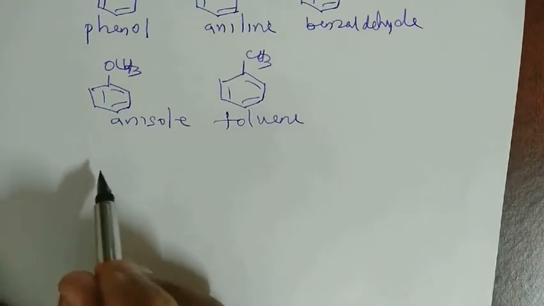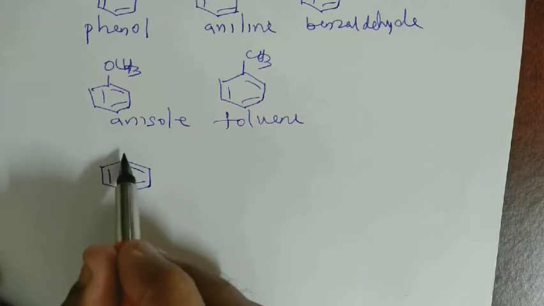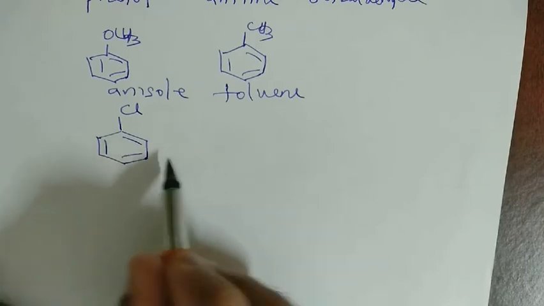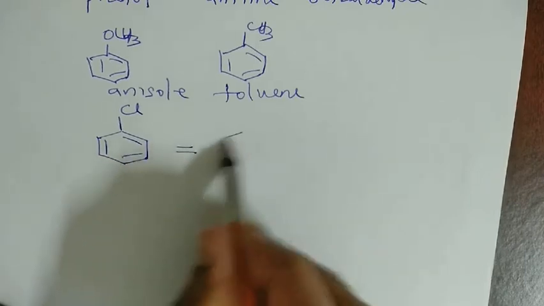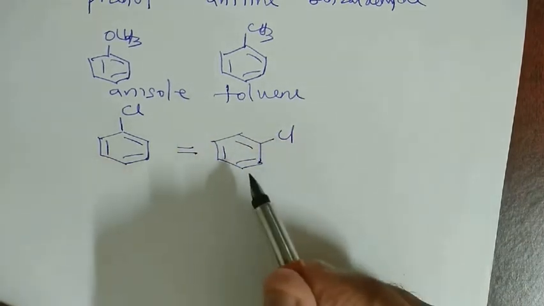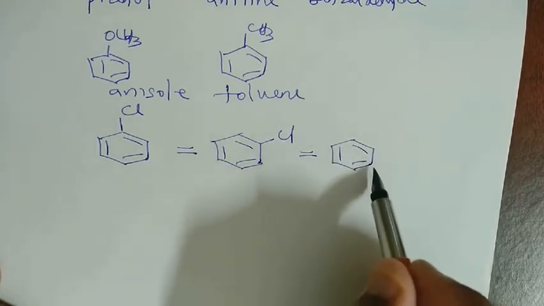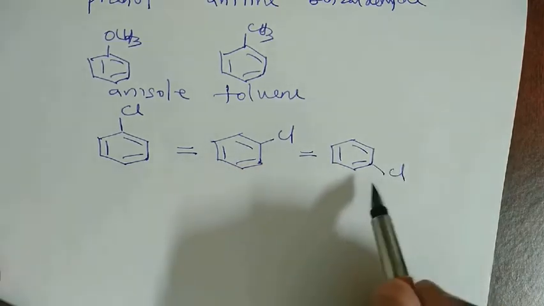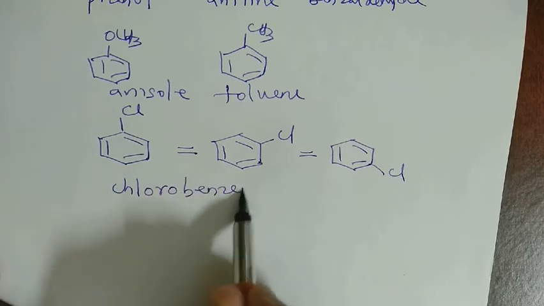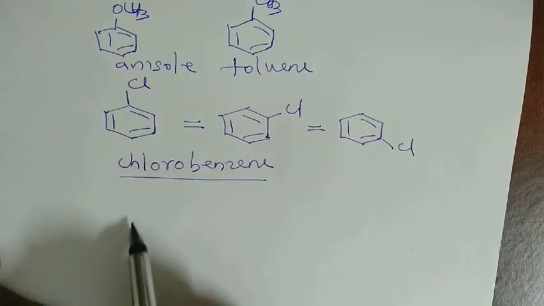The general principles are: if there is only one branch or substituent, its position is not indicated. For example, this compound is named as chlorobenzene. There is only one compound called chlorobenzene. That is, irrespective of the position of chlorine in the benzene ring, all are equal and hence it is called chlorobenzene. All these structural formulas correspond to chlorobenzene.